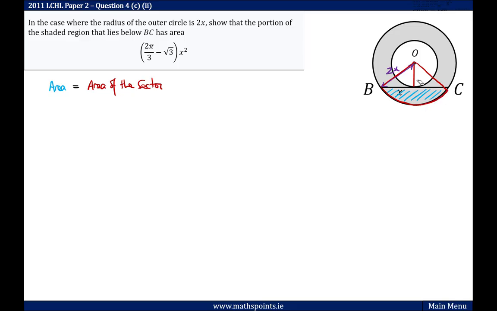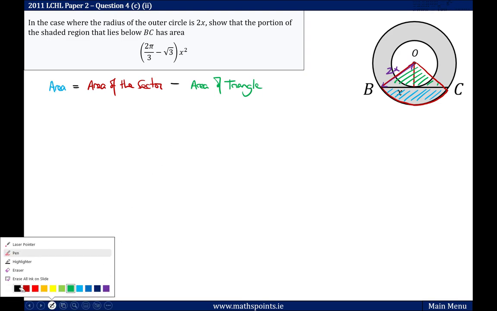A sector is a piece of a circle, and we'll see how much of that circle it is in a minute. That whole region there, if I was to take that and subtract from it the area of this triangle, the triangle BOC, so the area of triangle BOC. So that's the first step. Just decide on what you're actually trying to find, and then we can assign some formulas to this.